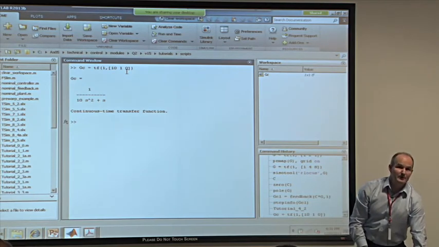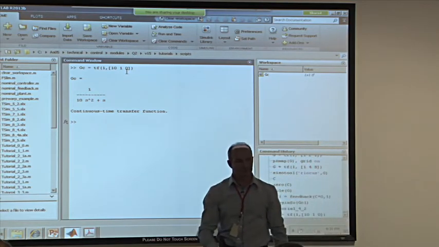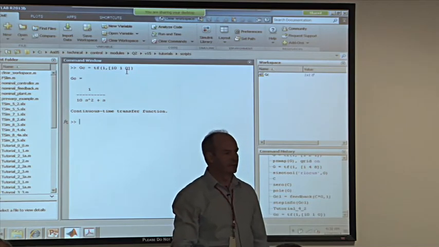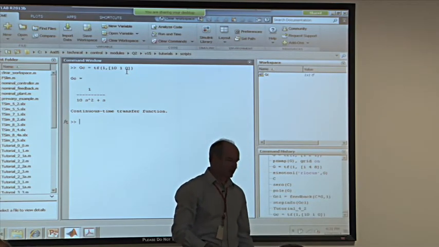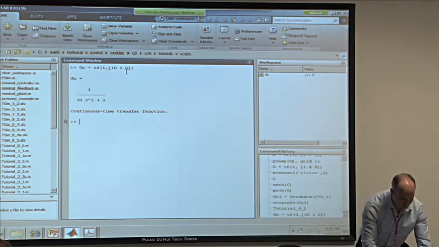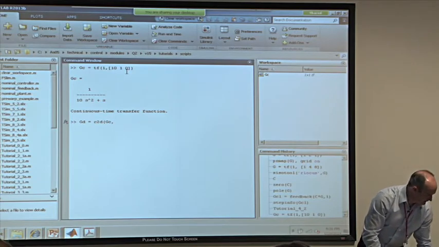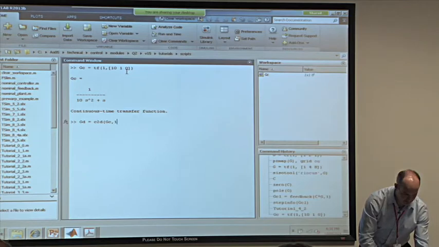And now what are we going to do? What's the next step? Discrete transformation, what method shall we use? Zero order hold, right, because we want the zero order hold phase effects to be taken into account. So we'll create a transfer function GD for discrete, and we'll use C2D. We give it the transfer function that we're interested in. It did tell me the sample rate, and it's 1 hertz, so that's nice and easy.